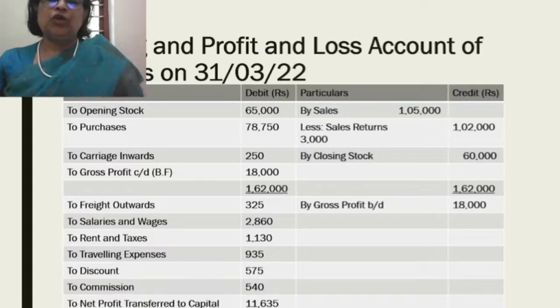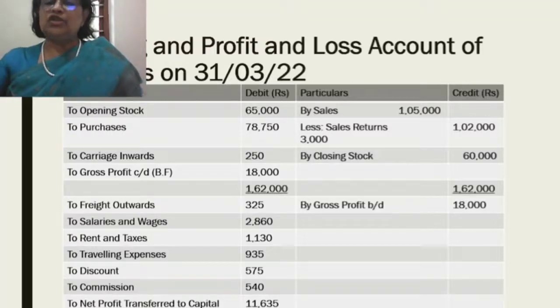Now to freight outwards 325. To salaries and wages 2,860. Here you have to remember that if it is wages, you will take it to the trading account. If it's salaries and wages, it will come to the profit and loss account. To rent and taxes 1,130. To traveling expenses 935. To discount, this is discount paid, 575. It's an expense. In the previous problem, it was discount received. That will come to the credit side of the profit and loss account. To commission 540.